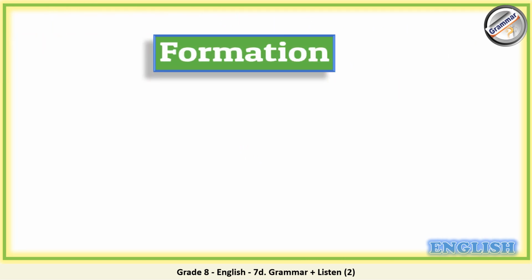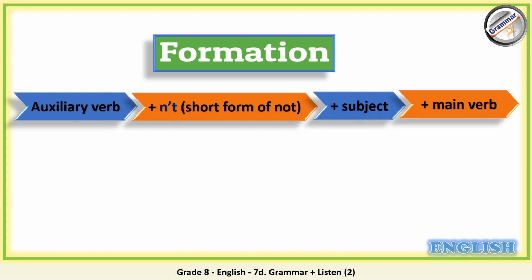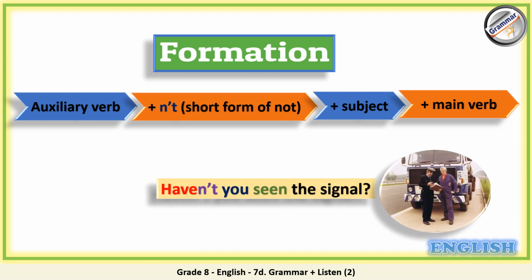Now, how do we form negative questions? We start with auxiliary verb, followed by n't, short form of not, then subject and main verb. Read the following. Haven't you seen the signal? This is the auxiliary verb and the n't. This is the subject and this is the main verb.